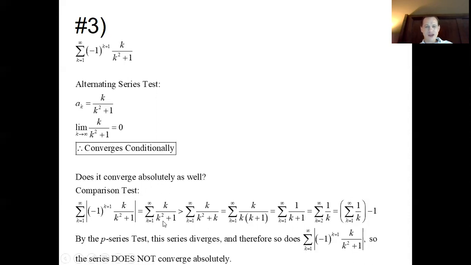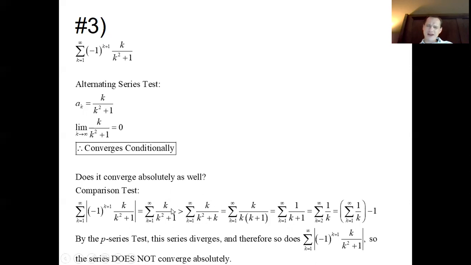Well, you've got to be kind of clever with things sometimes. I would argue that this thing right here is always greater than or equal to this thing right here. And you can see why with the k term on the bottom. 1 over k squared plus 1 is always going to be less than k squared plus k as k goes really large. And that means the bottom on the left is always less than the bottom on the right. That means the thing on the left will always be greater than the thing on the right.